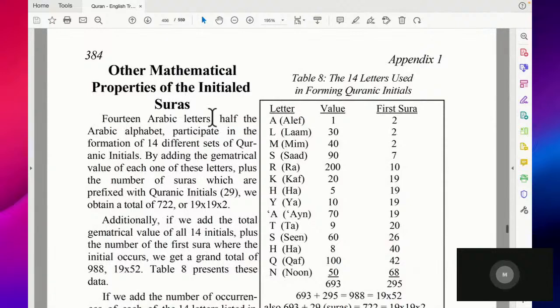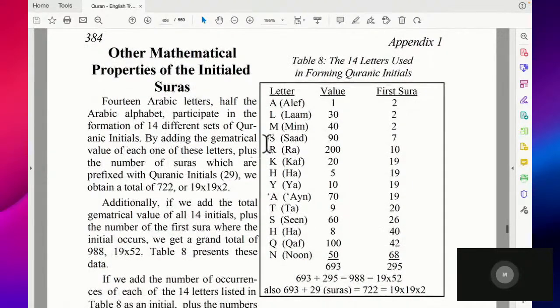14 Arabic letters, half the Arabic alphabet, participate in the formation of 14 different sets of Quranic initials. By adding the geometrical value of each one of these letters plus the number of surahs which are prefixed with Quranic initials, which are in 29 surahs, we obtain a total of 722, or 19 times 19 times 2. So what does this tell us? Let's look at this table, and God willing, we will understand what's going on.